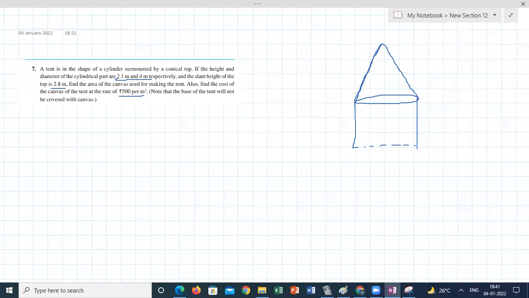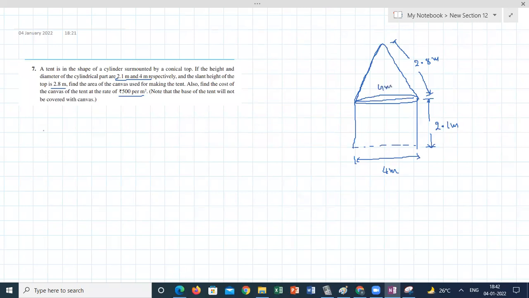First, we will identify the dimensions. The cylindrical part dimensions are height and diameter. The height is 2.1 meter and the diameter of the cylinder is 4 meter, and the slant height of the cone is 2.8 meter. Based on the cylinder diameter, the diameter of the cone is also 4 meter.